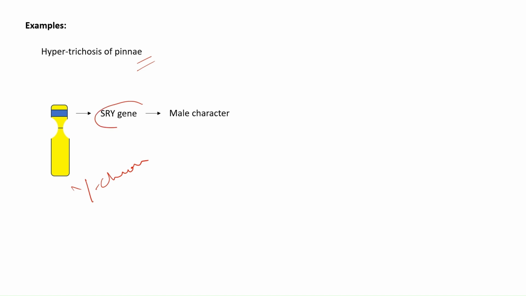Now, an example of a Y-linked inheritance or character is hypertrichosis of the pinna. As you may have noticed in some males, you can see hairs on their external ear, that is the pinna. So that is a Y-linked character: hairs on the ears. Now, this male character is actually not because of the Y chromosome as a whole. It is because of the presence of a gene on the Y chromosome known as the SRY gene.